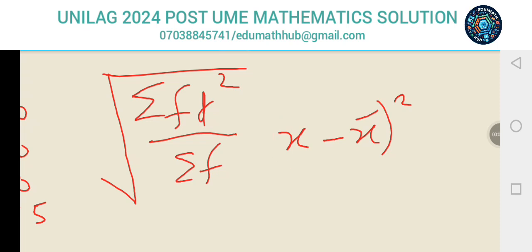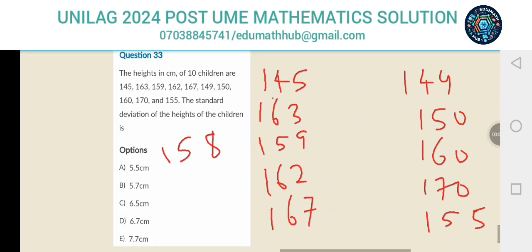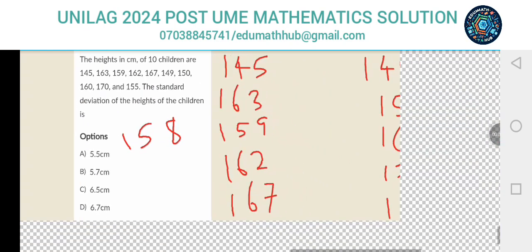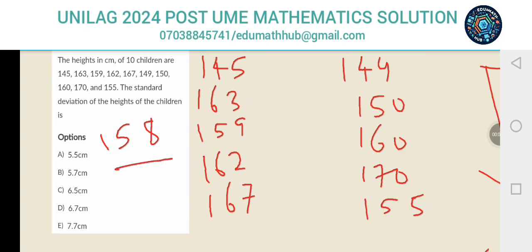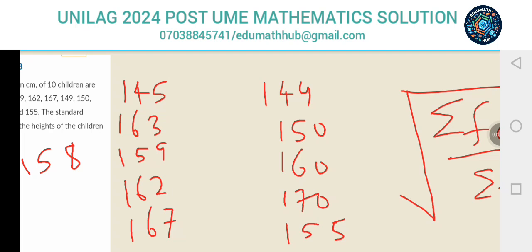Now to do that here, you have to be very fast about it. The frequency here is going to be 1 because if you check the data, nothing is repeating. There's no number that repeats twice here. All the numbers occur just once. So I've already found the mean to be 158, from the previous answer. What I'm going to do now is to deviate. I'm going to subtract 158 from each of these numbers.